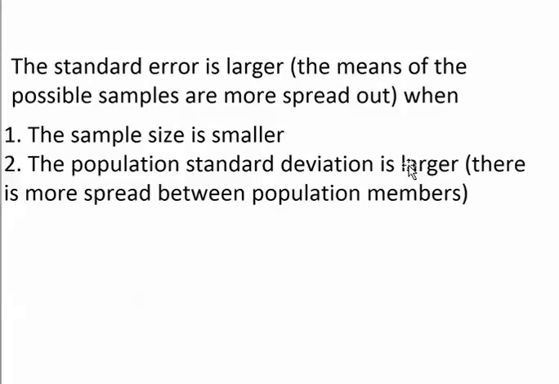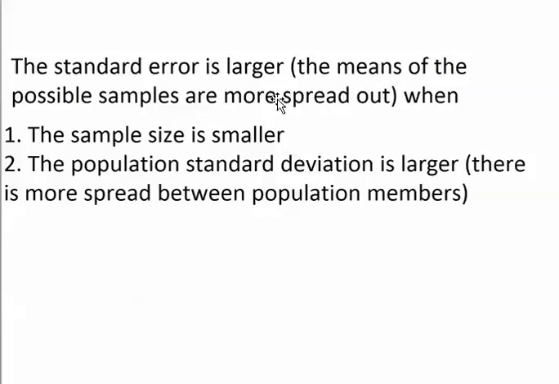The standard error is larger. In other words, the means of the possible samples are more spread out and less accurate overall, when either the sample size is smaller or the population standard deviation is larger, meaning there's more spread or dispersion between the individual people in the population that's being studied.